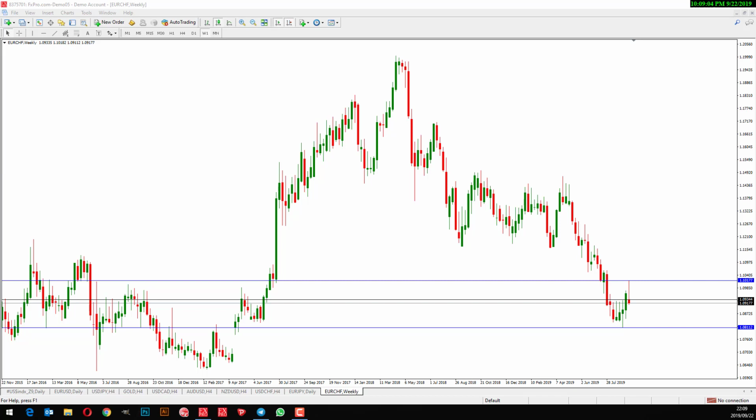So with that in mind, remember we highlighted that August, July, June, May, they were all down months. All those months they were bearish. They were going to the downside since May.